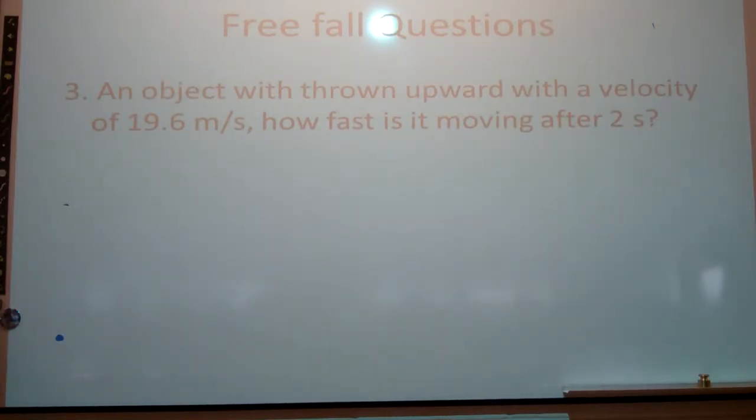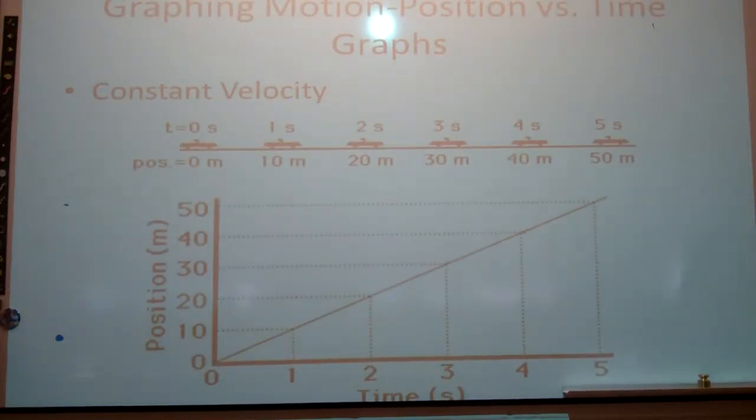An object is thrown upward with a velocity of 19.6 meters per second. How fast is it moving after 2 seconds? 0. How fast would it be moving after 4 seconds? Negative 19.6. So if you go up, and when you come back down to the same height, you're moving the same speed in the opposite direction. That'll be useful periodically. Alright, graphing motion.